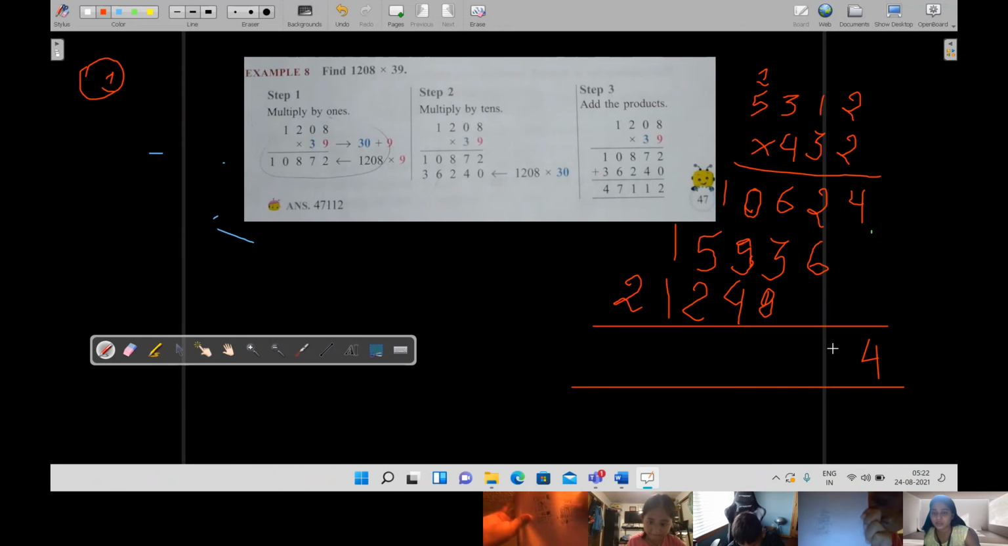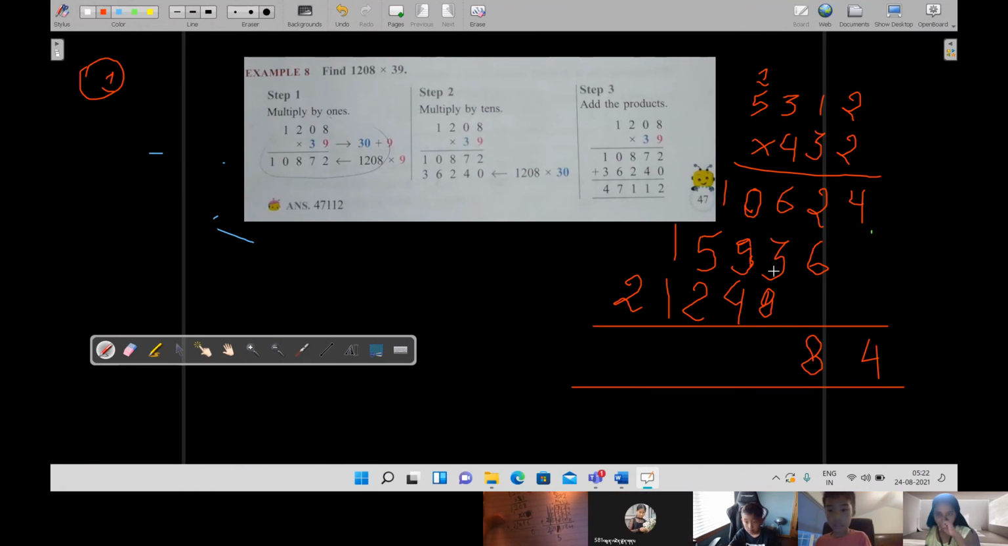2 plus 6 plus 2 is what? Tell me. 8. Yes, that's 8. And after that, 7. 6 plus 3 is 9. 9 plus 8 becomes 17. Yes, it becomes 17, and now we write only 7. We are adding here one more. Okay. Now we add.